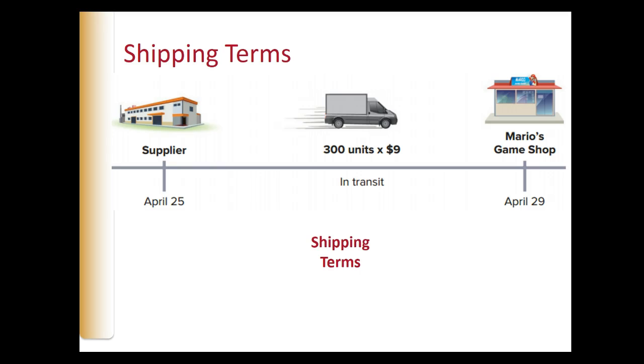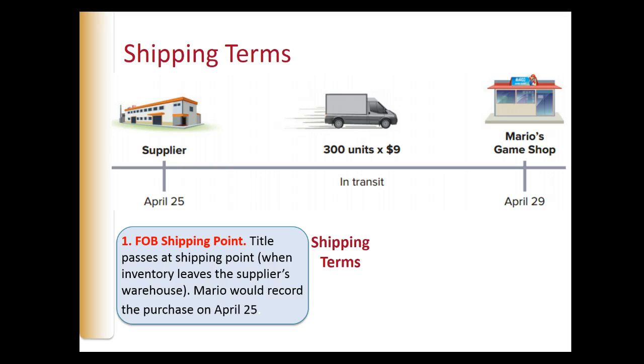Recall that Mario's purchased inventory on April 25th. The purchase was 300 units at $9 each. What if the purchased inventory was being shipped and it took 4 days for the physical inventory to be delivered from the supplier to arrive at Mario's on April 29th? When does Mario record the purchase of the inventory? Is it April 25th or April 29th? The answer depends on the shipping terms associated with the purchase.